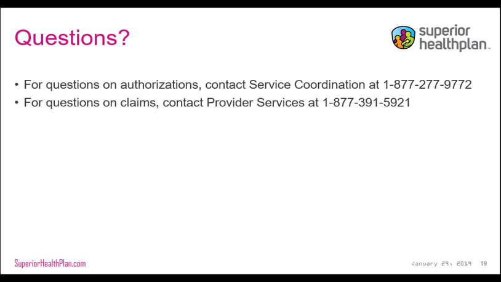If you have additional questions regarding authorizations or requests for services, please contact Service Coordination at 1-877-277-9772. If you have questions regarding claims or how to submit your claims, please contact Provider Services at 1-877-391-5921.